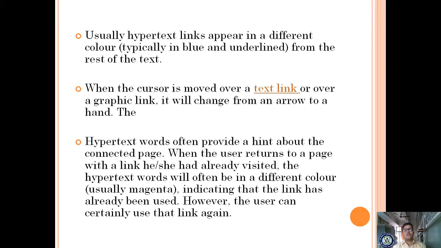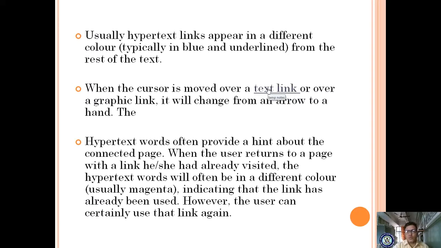Usually hypertext links appear in a different color, typically blue and underlined, distinct from the rest of the text. If you see these hypertext links, they will appear in blue and underlined from the rest of the text. When the cursor is moved over a text link or over a graphical link, it will change from an arrow to a hand. So when the cursor is placed, for example if I place it here, automatically you are seeing some link has been given. It is not opening, but you are observing, right? So this is a hyperlink.